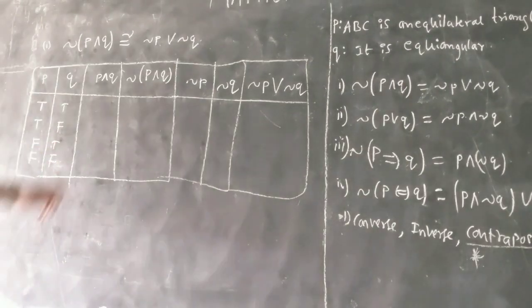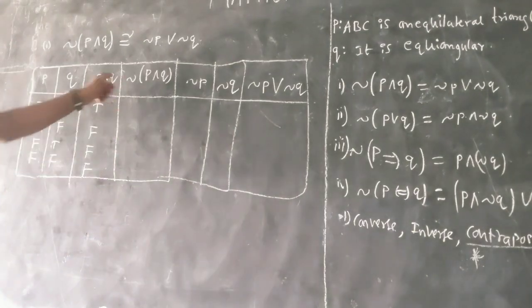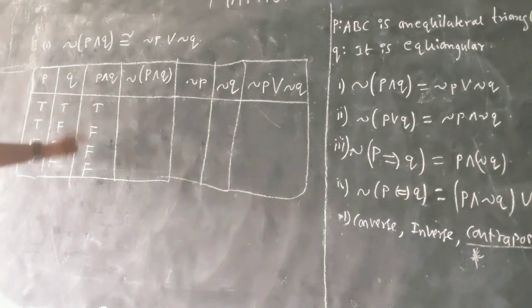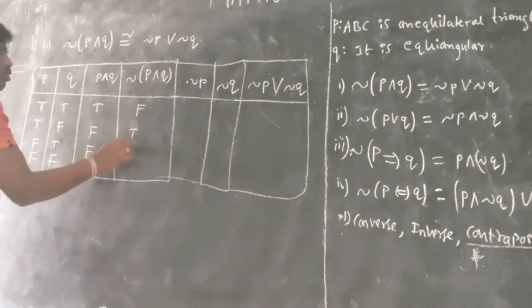Right? And, I already explained many times, I don't want to repeat. T and T is T. The remaining times it is false. Hope you understand. Negation of this means opposite. T will become false, and false becomes true.